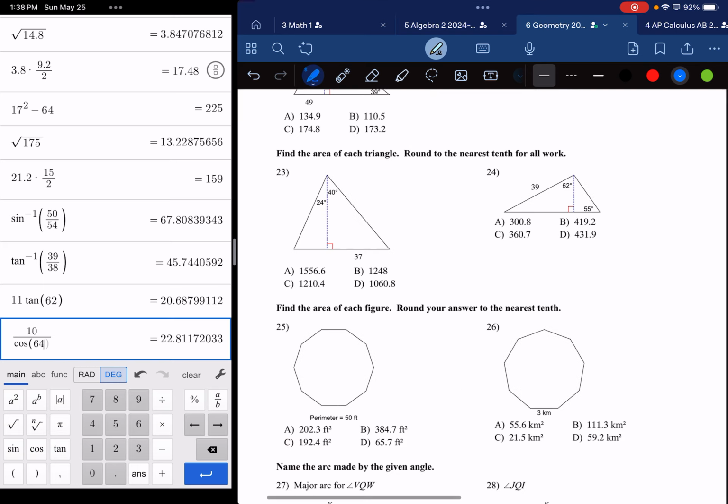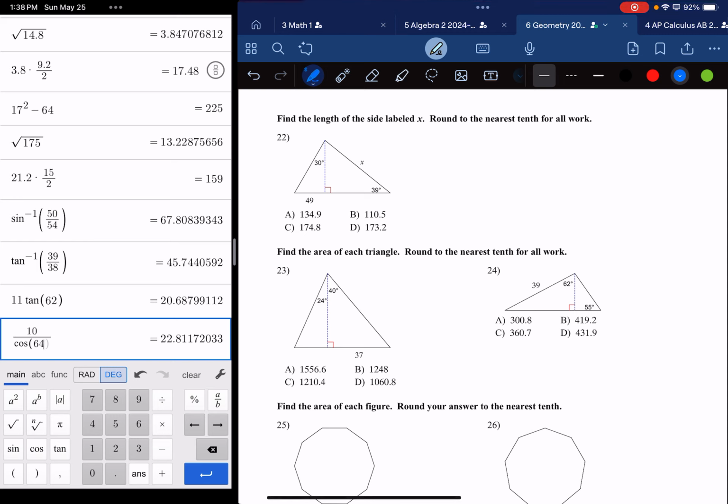All right, moving on to number 22. Okay, so this is using trigonometry and we're trying to find area.